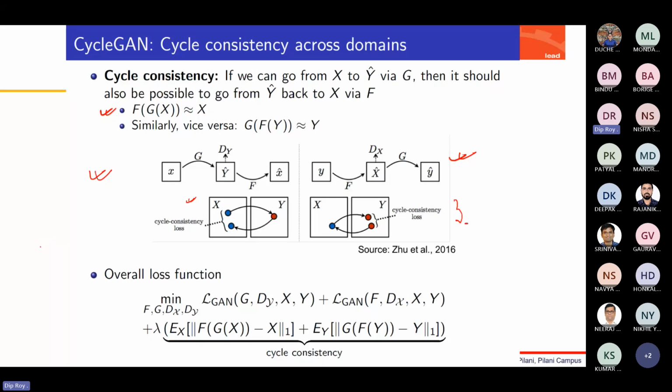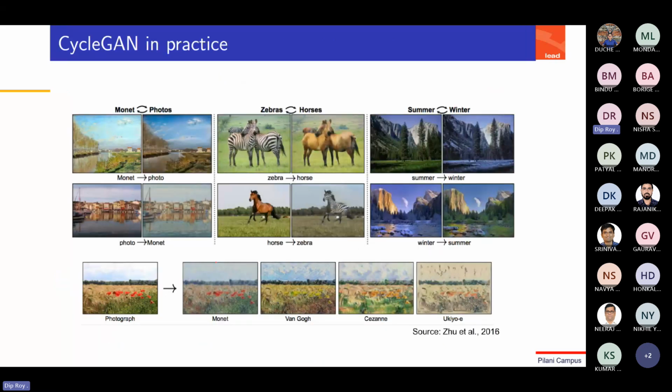The overall cycle consistency loss, without going into the mathematics, is this. What this is going to do is image translation across the domains in an unsupervised manner. So this is all about GAN.